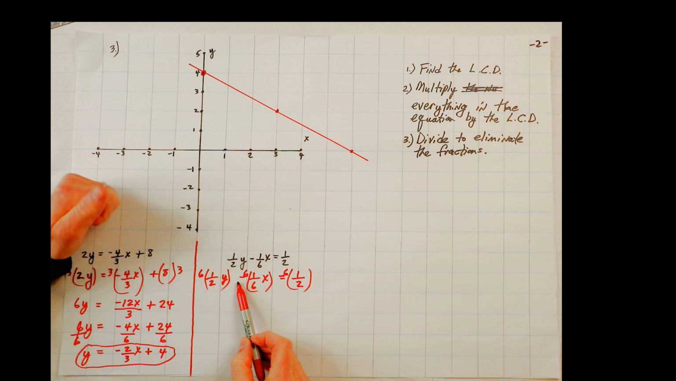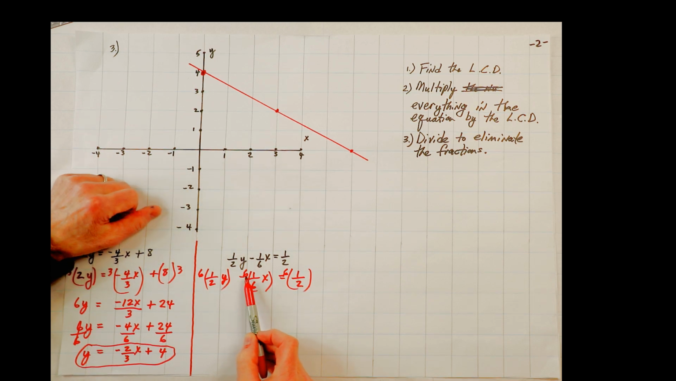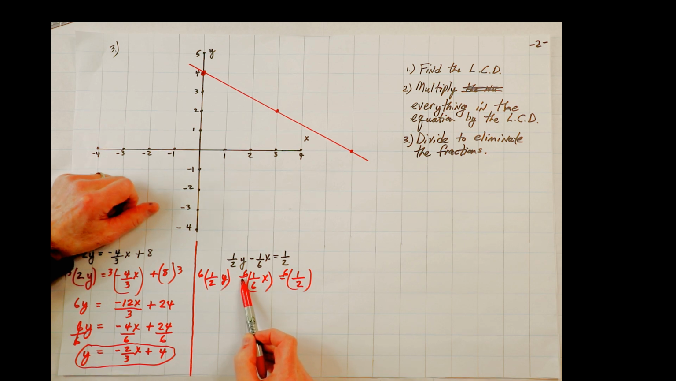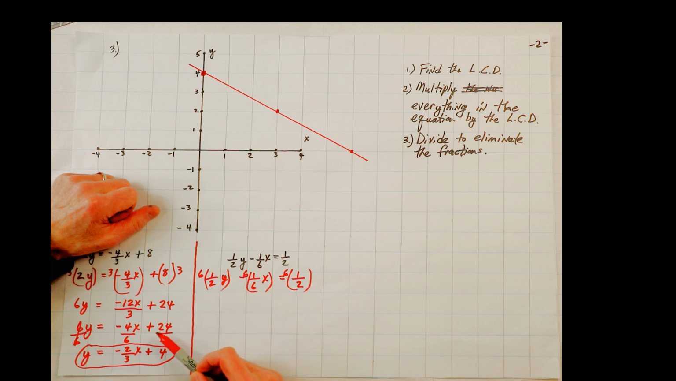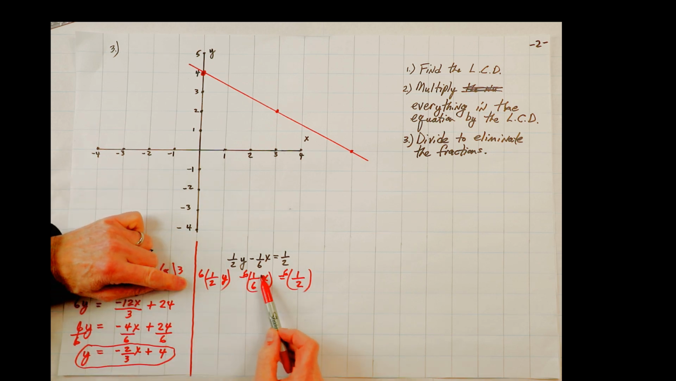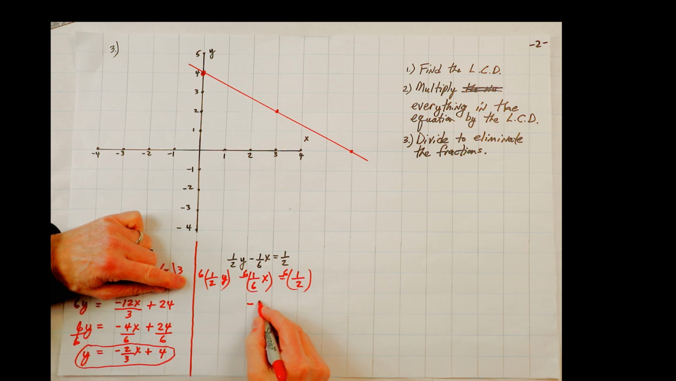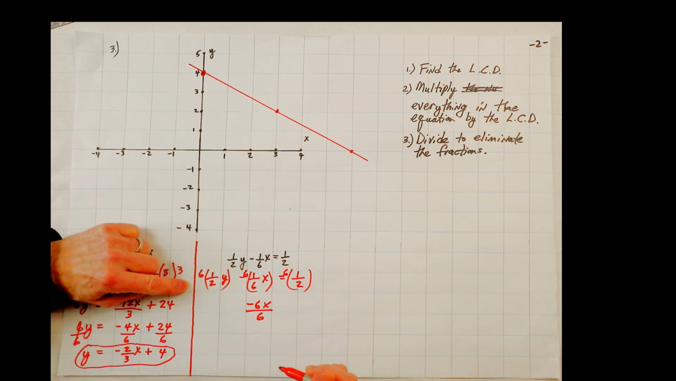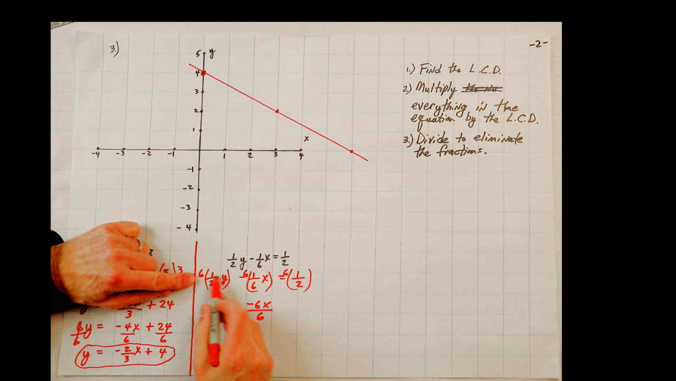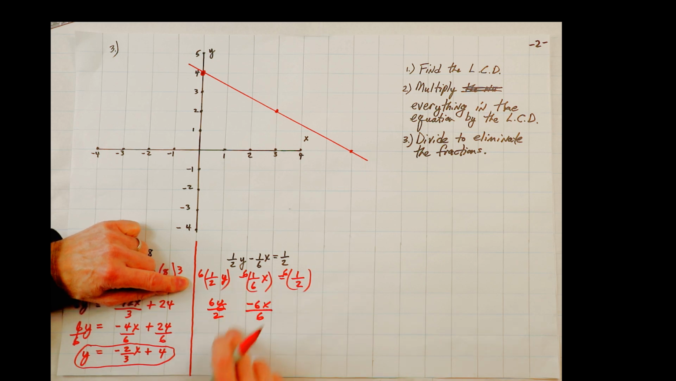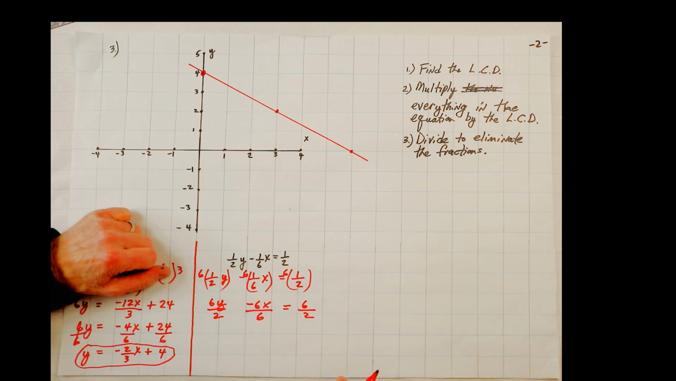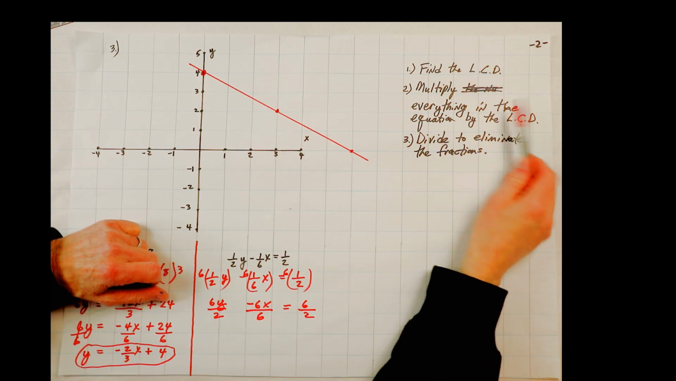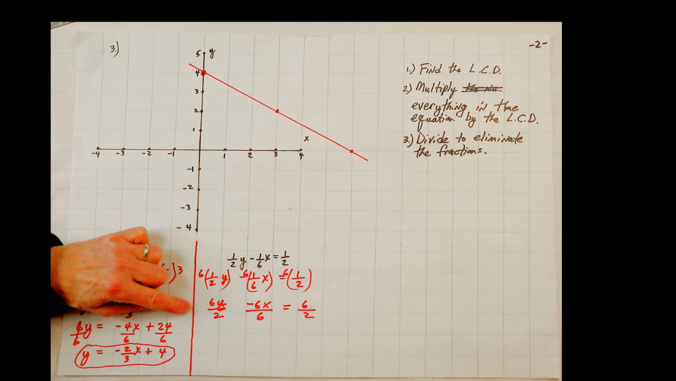When there's a negative sign, like there is here, whatever the LCD is, the negative sign belongs to the number 6. So when you multiply, you get negative 6 over 6. Over here, 6 times 1y is 6y over 2. Okay, so that's all right. Equals 6 times 1 is 6 over 2. So we did step 1, we did step 2, and step 3, divide to eliminate the fraction.